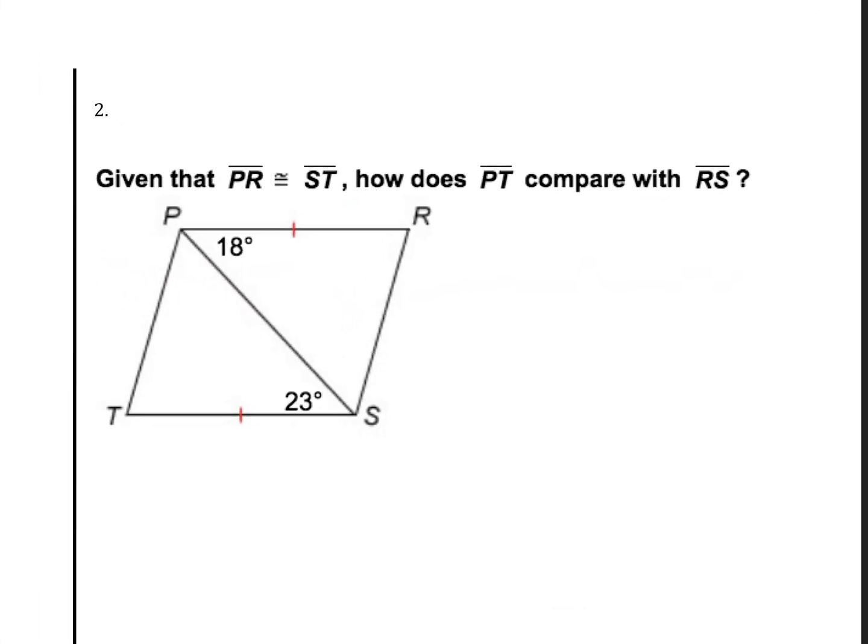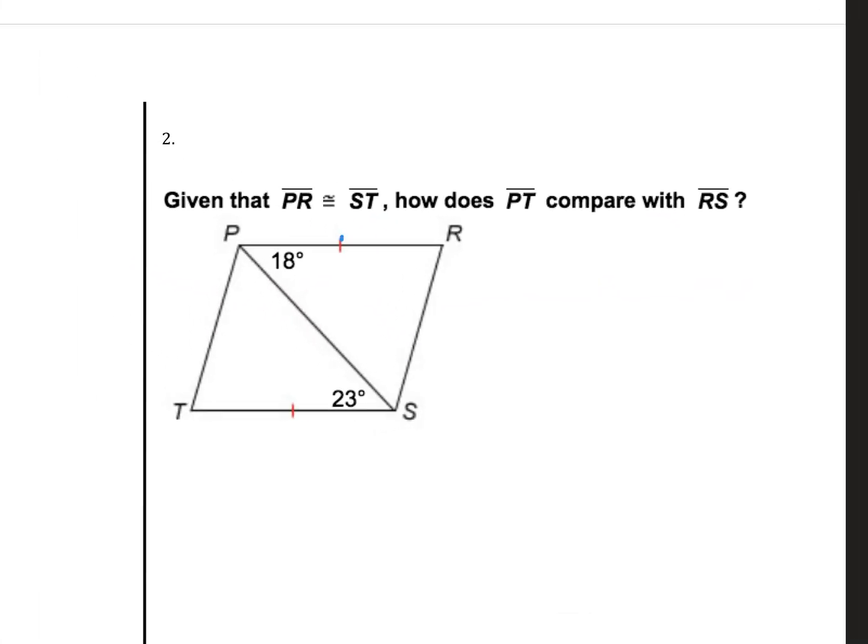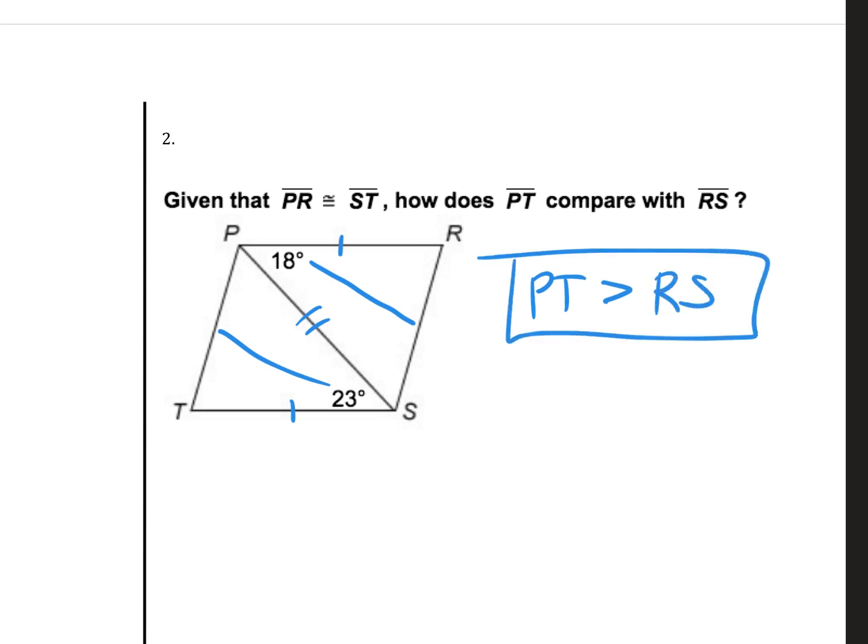Last example. Given that PR is congruent to ST, these are congruent. We have a shared side here in the middle. How does PT compare with RS, the side length? So we have PT right here. It's across from 23, and RS is across from 18. Which one do you think is bigger? Yeah, so PT is across from 23 degrees, which is larger than 18 degrees for RS. So PT should be larger than RS.